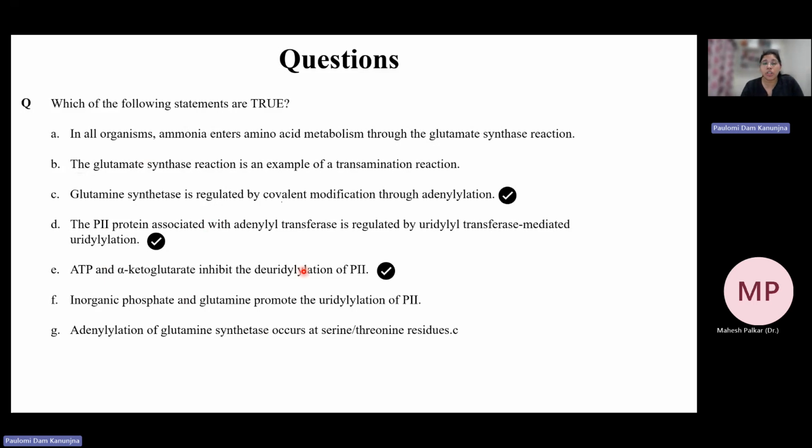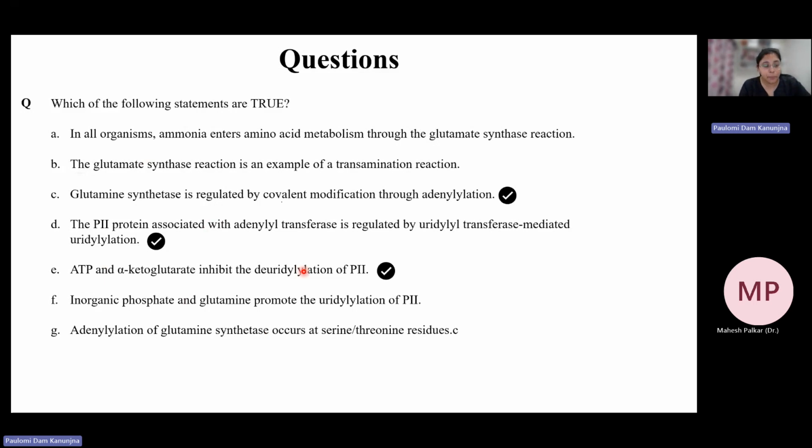The first one says in all organisms, ammonia enters into amino acid metabolism through the glutamate synthase reaction. We have looked into this, that there are many other ways for ammonia to enter amino acid metabolism. In some organisms, it enters via glutamate dehydrogenase also. We have also seen this enzyme in function. So via that pathway you also have ammonia entering metabolism. So it's not all organisms.